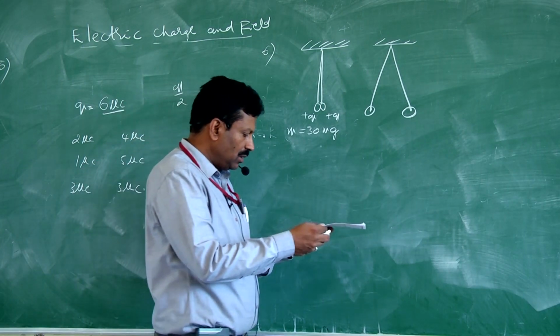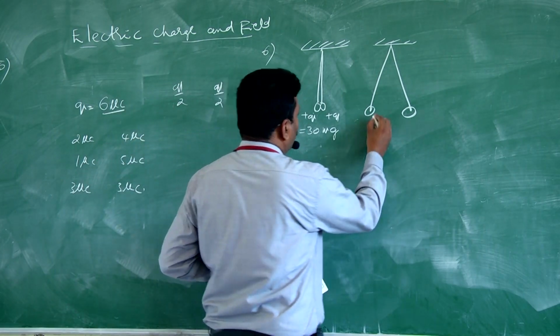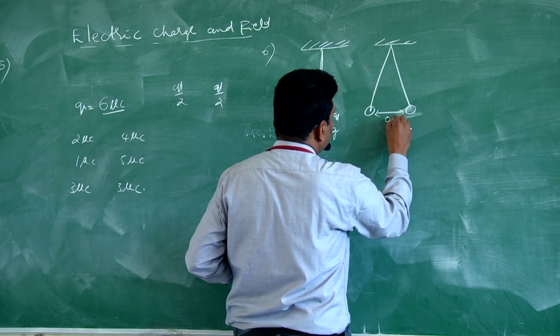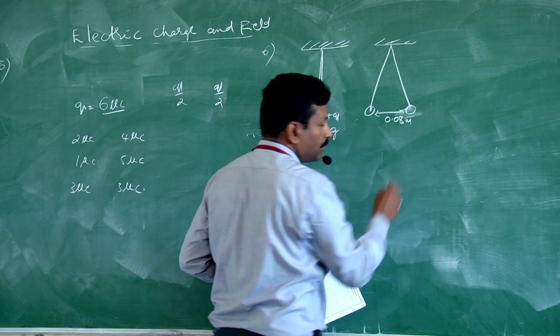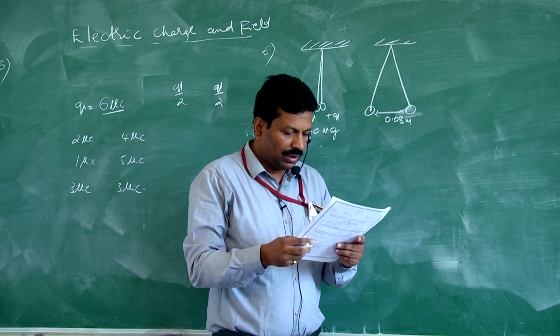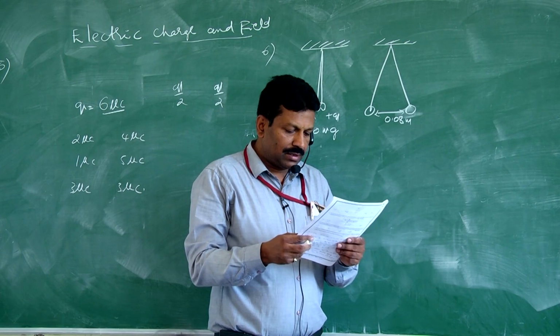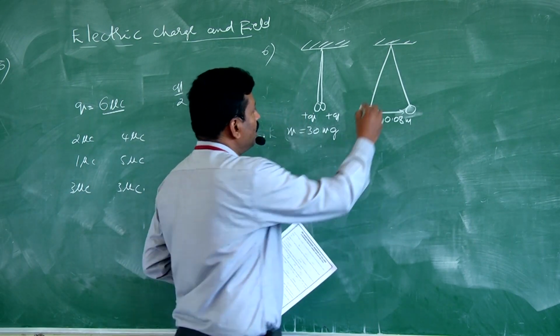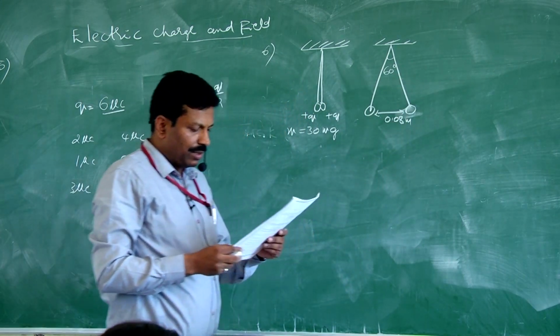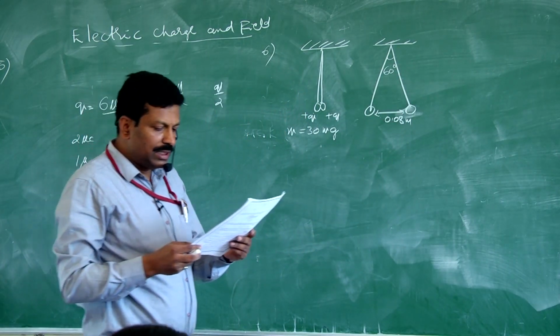30 milligrams. When they are given similar charge, they get separated by a distance of 0.08 meters, and the threads make an angle of 60 degrees with each other. The angle between them is 60 degrees. Find the charge on each pith ball.